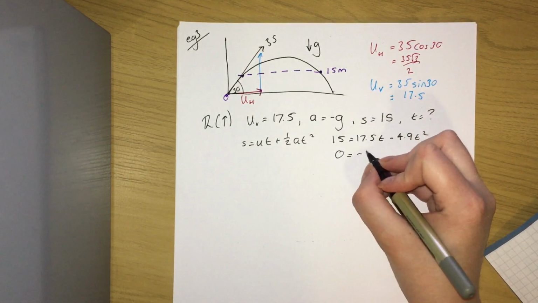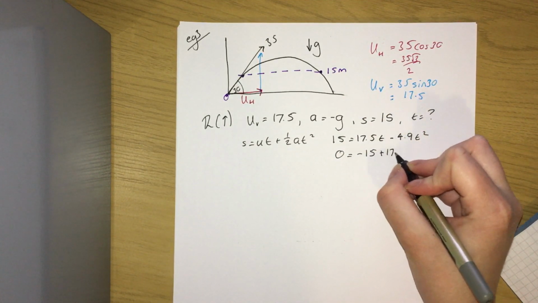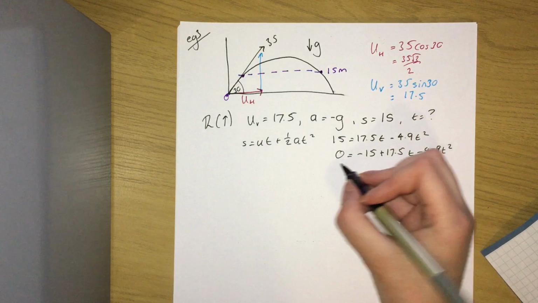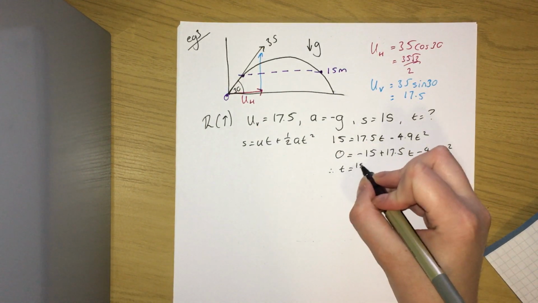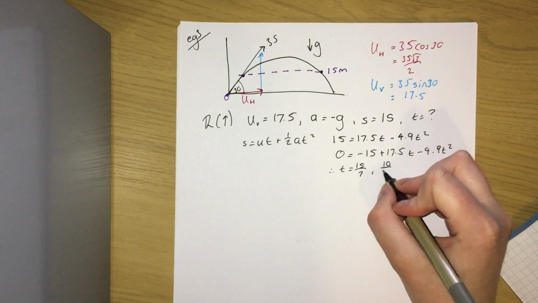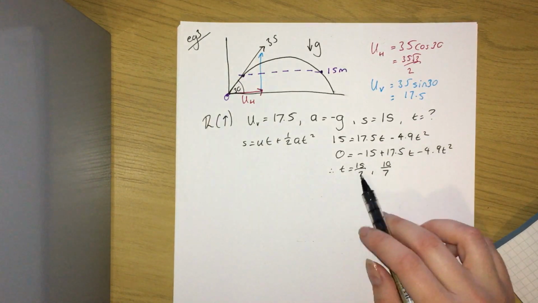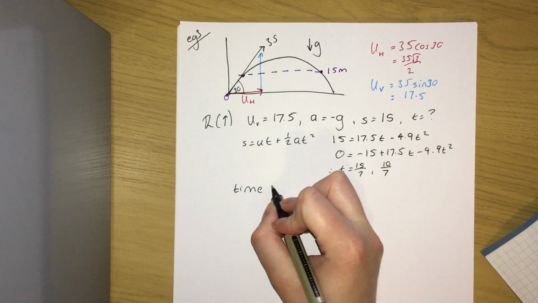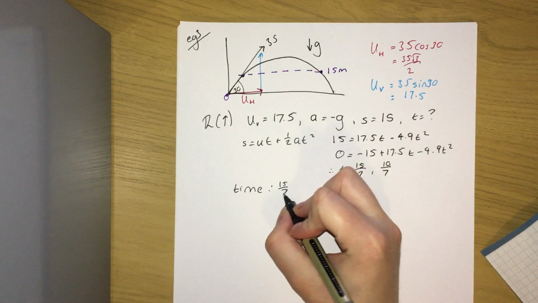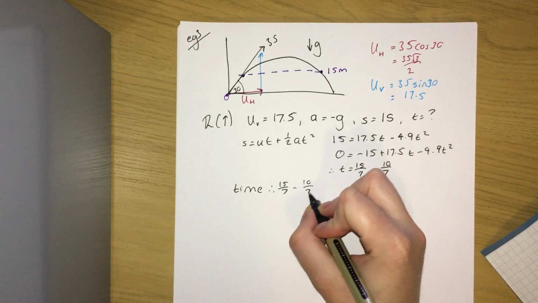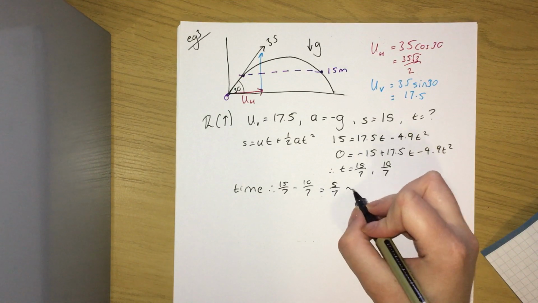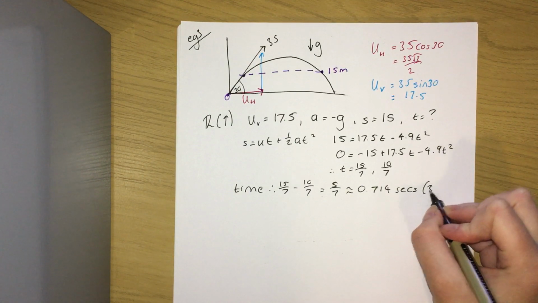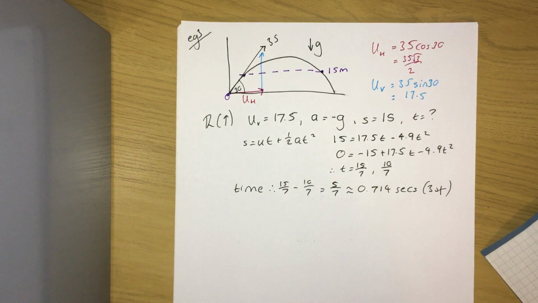I'm going to make it quadratic. Negative 15, add 17.5t, subtract 4.9t squared equals 0. Put this on my calculator, and I get t is 15 over 7 seconds and 10 over 7 seconds. Obviously 15 over 7 is larger, so the time it is 15 metres or above is 15 over 7, subtract 10 over 7, which is 5 over 7, or 0.417 seconds to 3 significant figures.